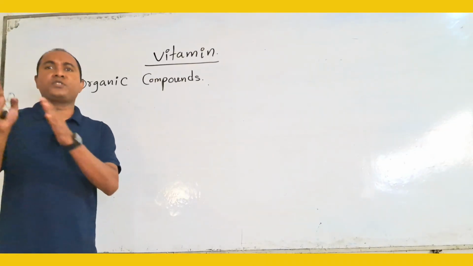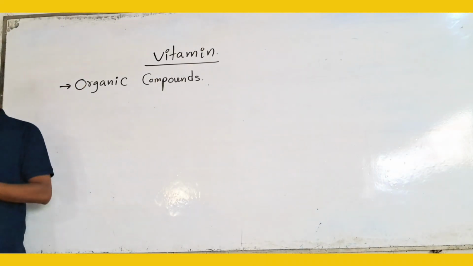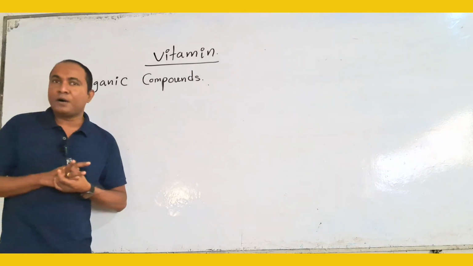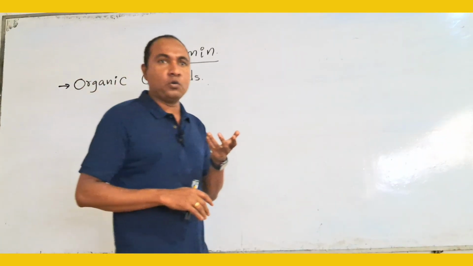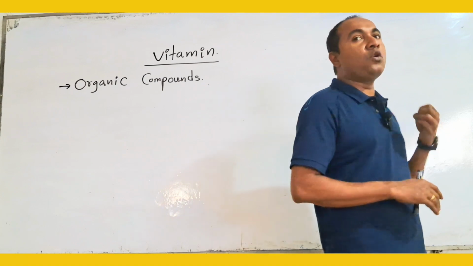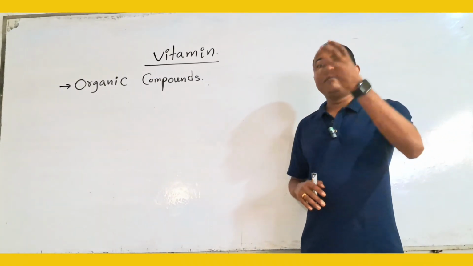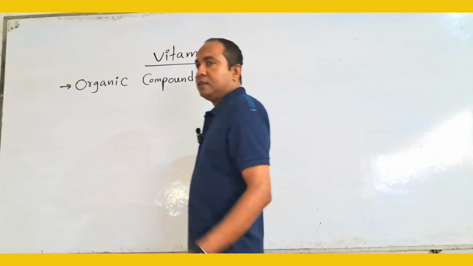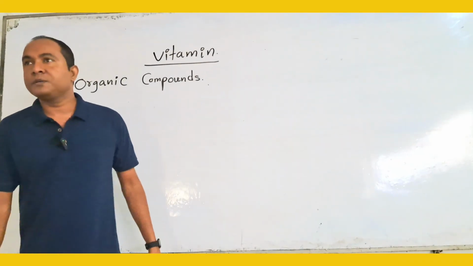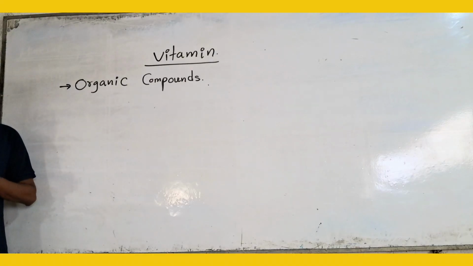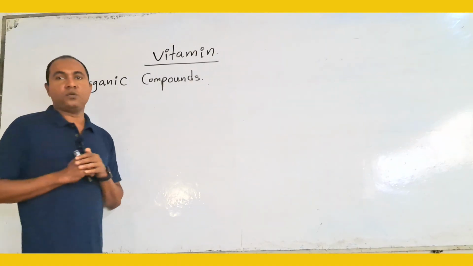At the beginning of the lesson, we divided chemical compounds into two groups: organic compounds and inorganic compounds. Organic compounds are chemical compounds which contain carbon. So what do you mean by inorganic compounds? Chemical compounds which do not contain carbon are known as inorganic compounds.